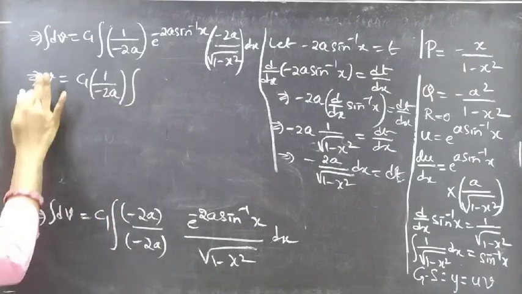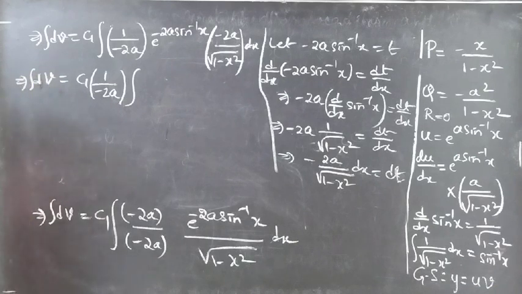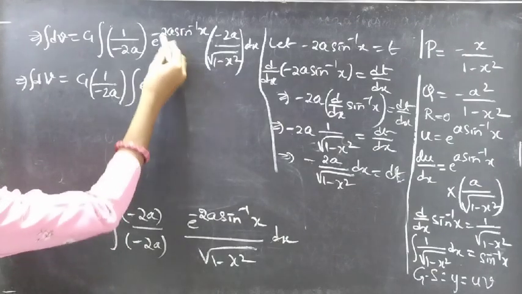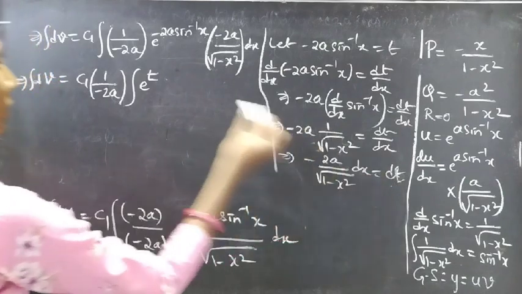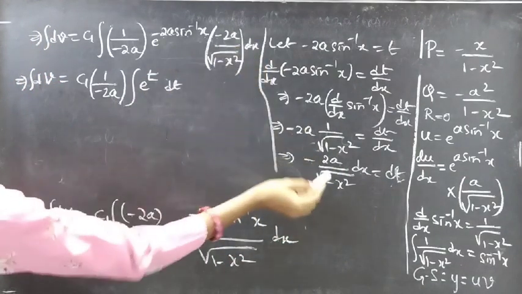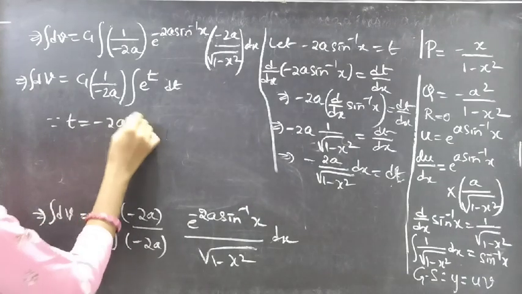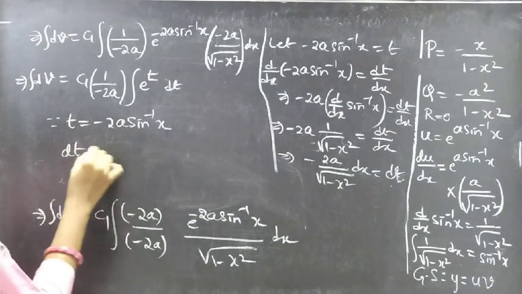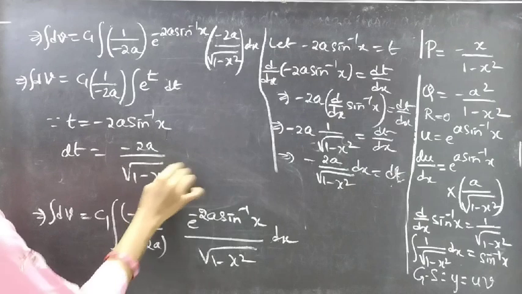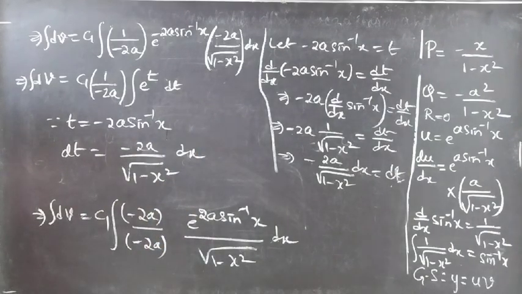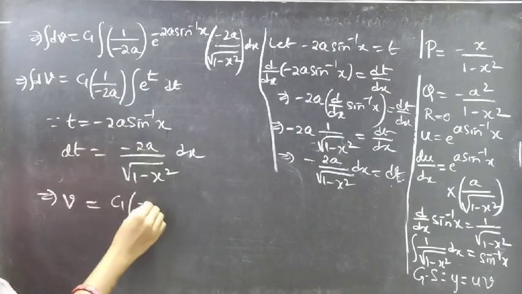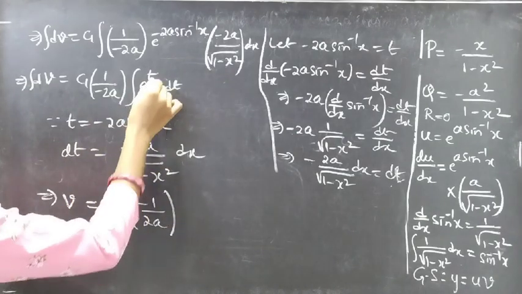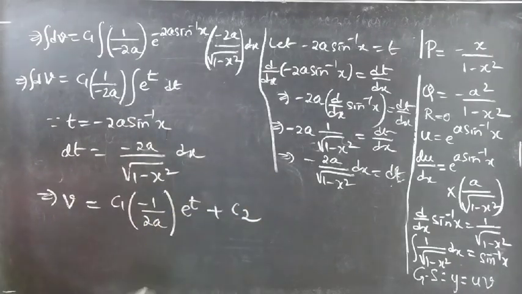integral, or just write integral dv. Okay, we are not yet ready to apply integration. So just replace minus 2a sine inverse x by t and minus 2a by square root of 1 minus x square into dx by dt. We'll get e power t into dt, right? Since t equals minus 2a sine inverse x and dt equals minus 2a by square root of 1 minus x square into dx. Now the above equation becomes integral dv, v equal to c1 into 1 by minus 2a, which can be written as minus 1 by 2a into integral e power t dt, which is e power t plus integral constant c2, right?